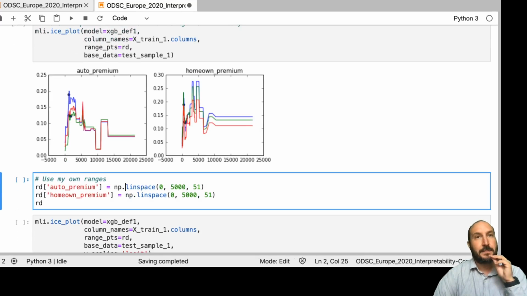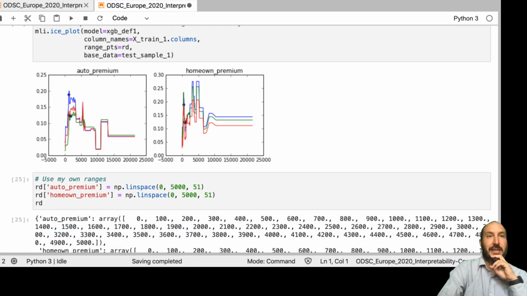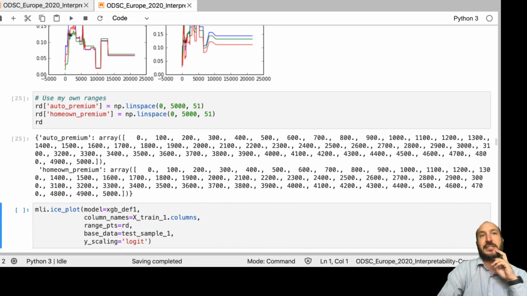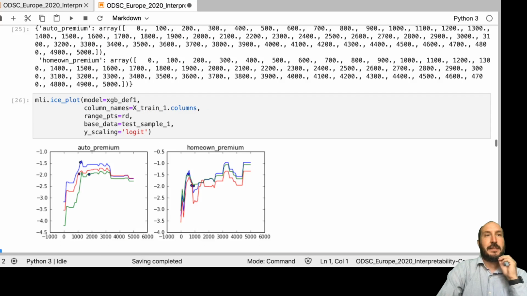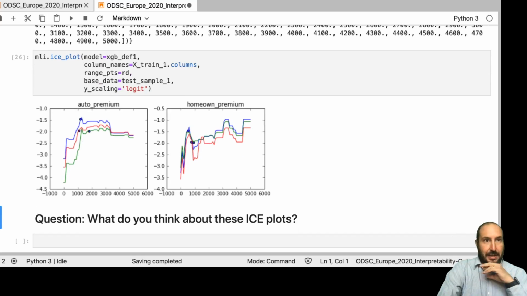Now this next cell is just to demonstrate if I make this ICE plot, let's say I really want to focus in between 0 and 5,000. I don't want to see this stuff out here because I don't have a lot of data out there. I can use my own ranges by updating this dictionary that I passed to the function. So I just update the dictionary with what I want the range of values for it to plot. And now you see I'm just focusing on what happens between 0 and 5,000.